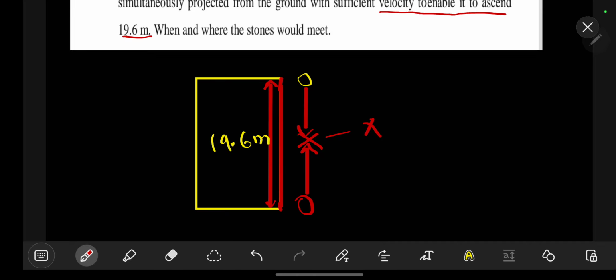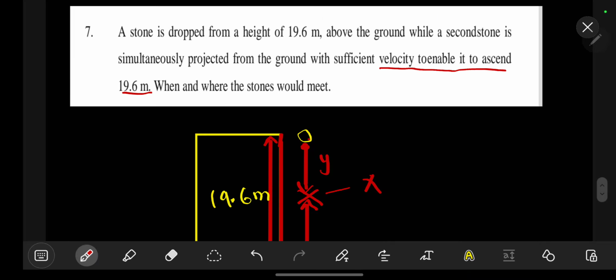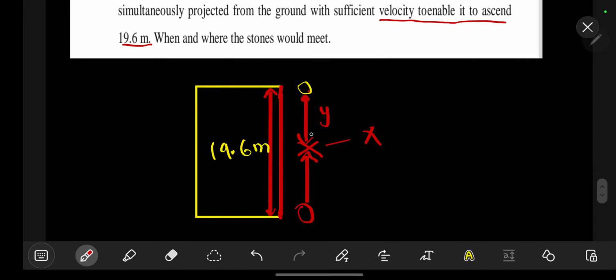So now what can we talk about when we look at the displacement of this? The distance from here up to here, let's call it Y. So from where the first stone starts to this point, it is equal to our Y. So it has traveled from here up to here, we can call it our Y.